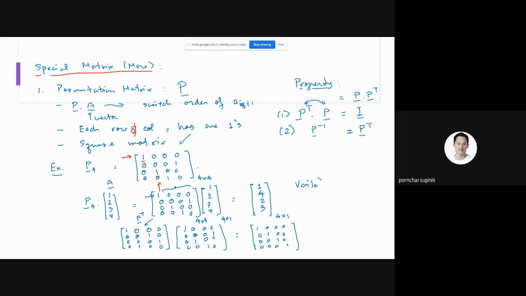You can say it's the permutation matrix, right? Okay. Second one, that's the first special matrix that we looked at for this part. Second one is the diagonal matrix. This will also come up a lot later when we take a look.